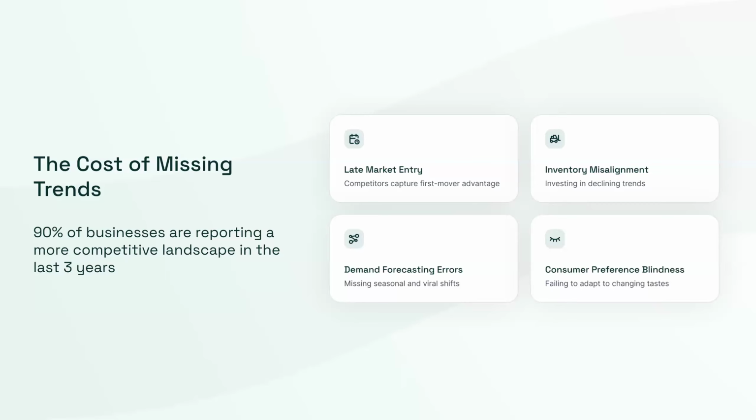Then there's inventory misalignment. Imagine investing heavily in a product category just as consumer interest is shifting away. You're stuck with inventory that's declining in value, while your competitor is already moving on to the next trend. Demand forecasting errors are another huge issue. We see this especially with seasonal trends or nowadays viral social media driven products. By the time traditional market research catches these shifts, the opportunity window has often closed.